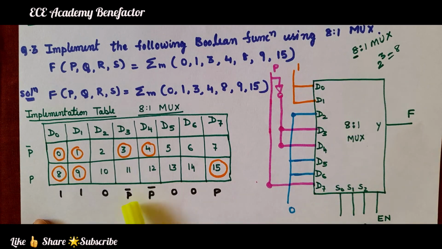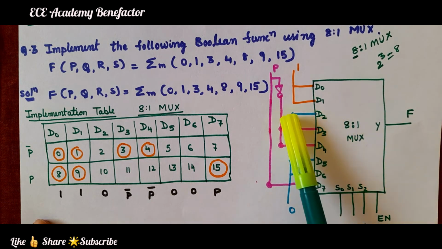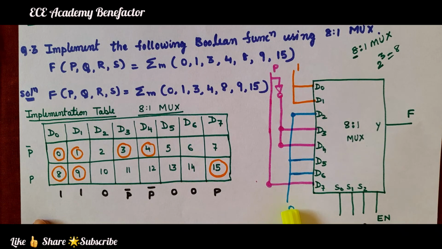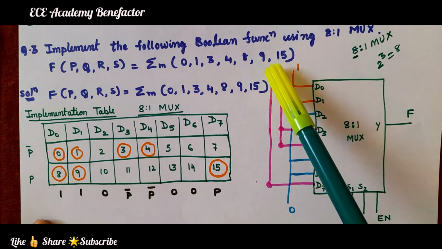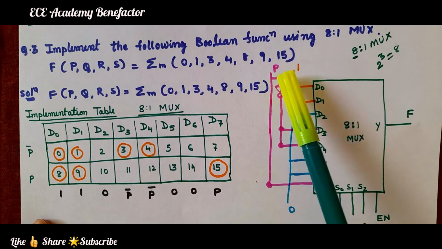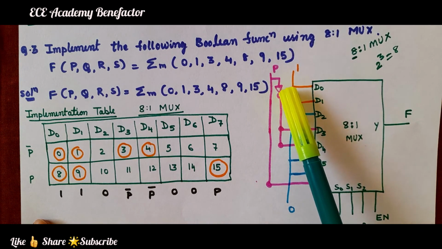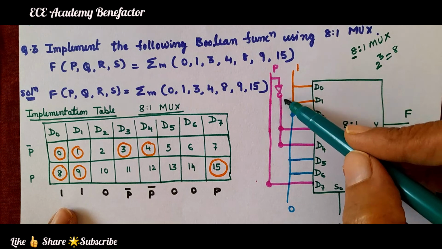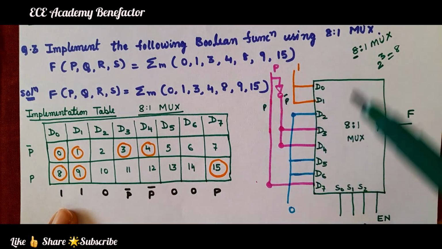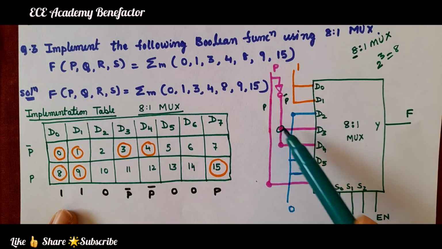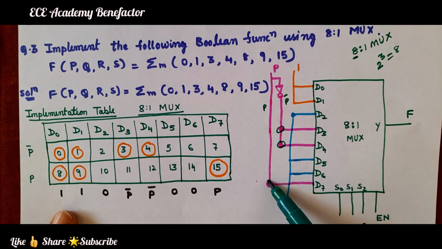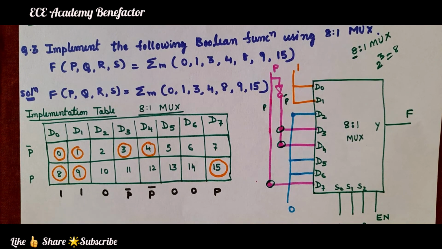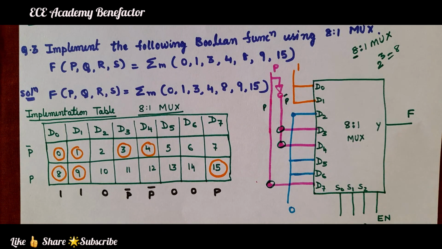And next, D2, D5, D6 are connected to 0, that is the blue line to 0, and D3, D4 are connected to P bar. So we have taken one line here, P, the pink line, and another part is connected through a NOT gate. So the output of this gate will be P bar and this line is P. So D3 and D4 are connected to P bar and D7 is connected to P. This is how we can implement the multiplexers.